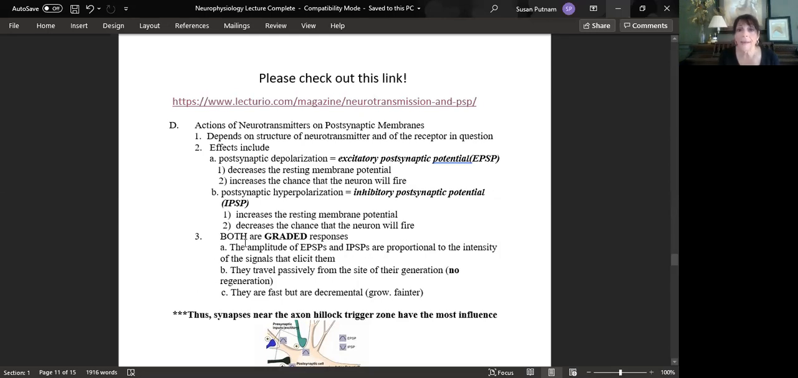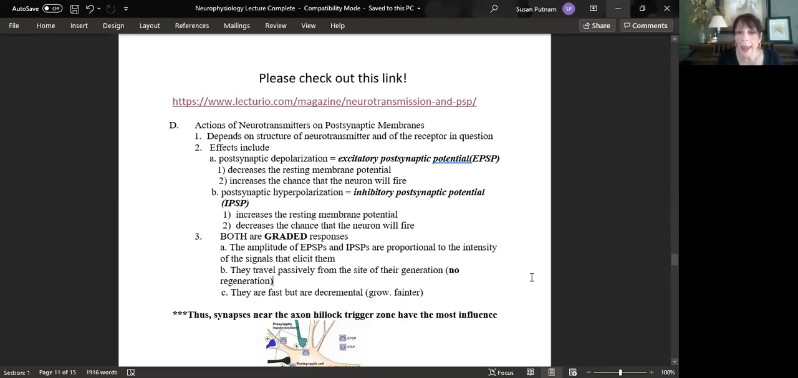Both of these are what we call graded responses. Now, remember when I talked about the action potential, I said it's all or none. Bam, once it goes, it goes with the same strength all the way down. It's not a little bit of an action potential or a huge action potential. It is an action potential. That is different from what we're going to see with these postsynaptic potentials.